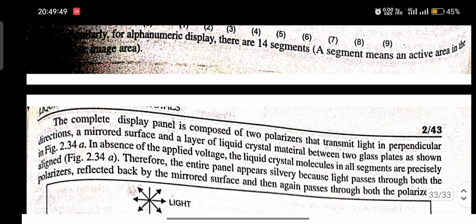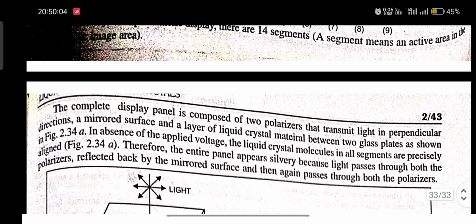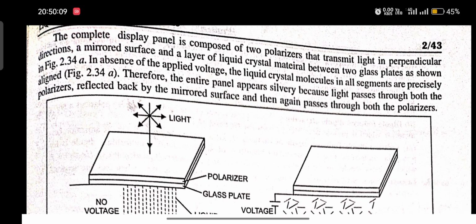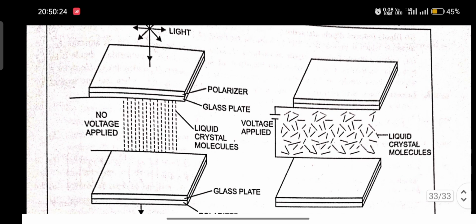The complete display panel is composed of two polarizers that transmit light in perpendicular directions, a mirror surface, and a layer of liquid crystal material between two glass plates, as shown in the figure. In the absence of applied voltage, the liquid crystal molecules in all segments are precisely aligned. Therefore, the entire panel appears silvery, because light passes through both the polarizers, is reflected back by the mirrored surface, and then again passes through both the polarizers.